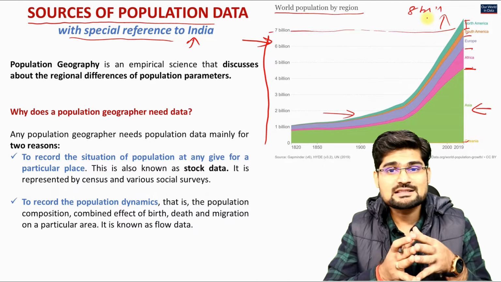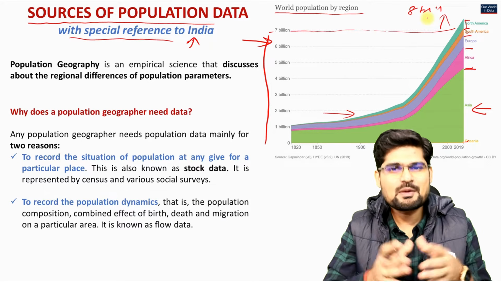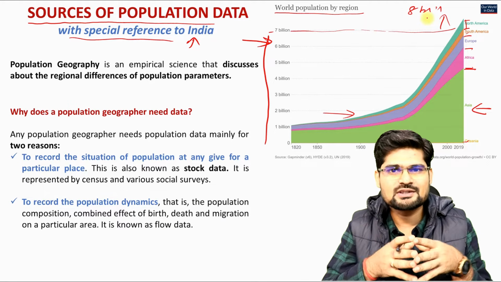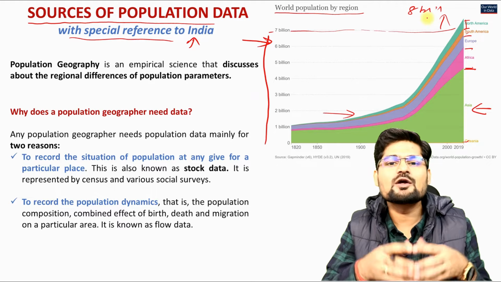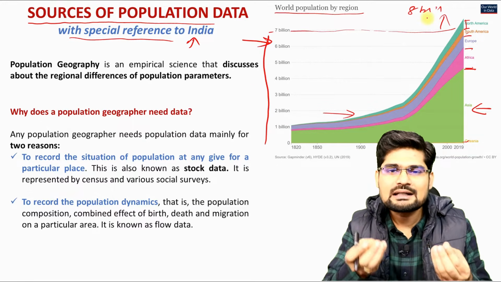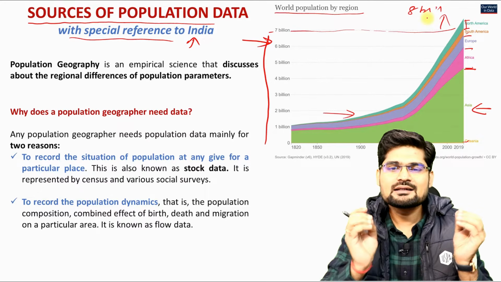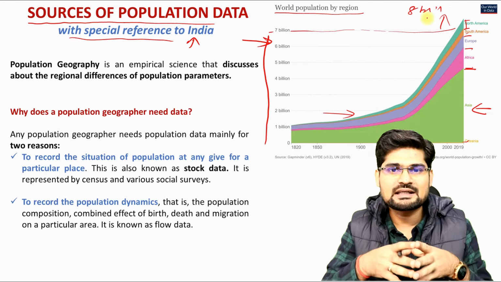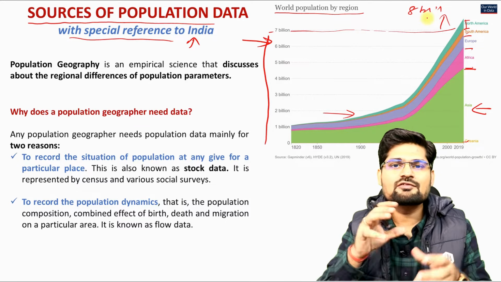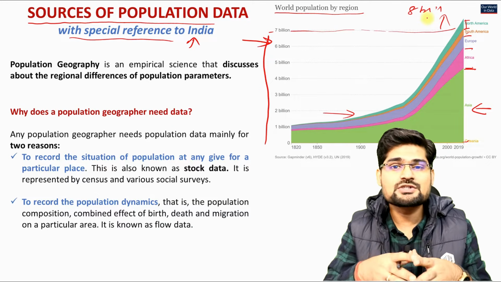But how do we know this graph? We know it from different sources of population data. So remember, if we don't have the data on population, we'll not be able to comprehend, we'll not be able to plan for the future and several other things where data is the most important thing. So in today's session, what we are doing here is learning about the various sources of population data and how to acquire it and from where we can get it, which are the most important sources of data in the world population and Indian population.